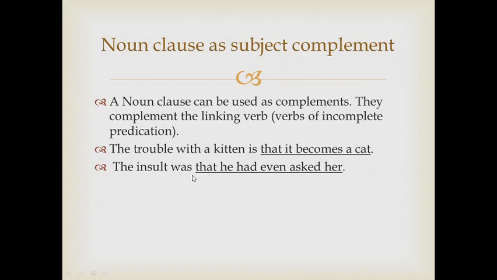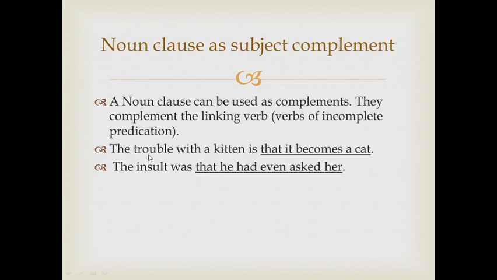The insult was that he had even asked her. The insult is the subject, was is the linking verb, that he had even asked her is the subject complement. So that he had even asked her complements the subject, the insult. What is the insult? The insult is that he had even asked her.